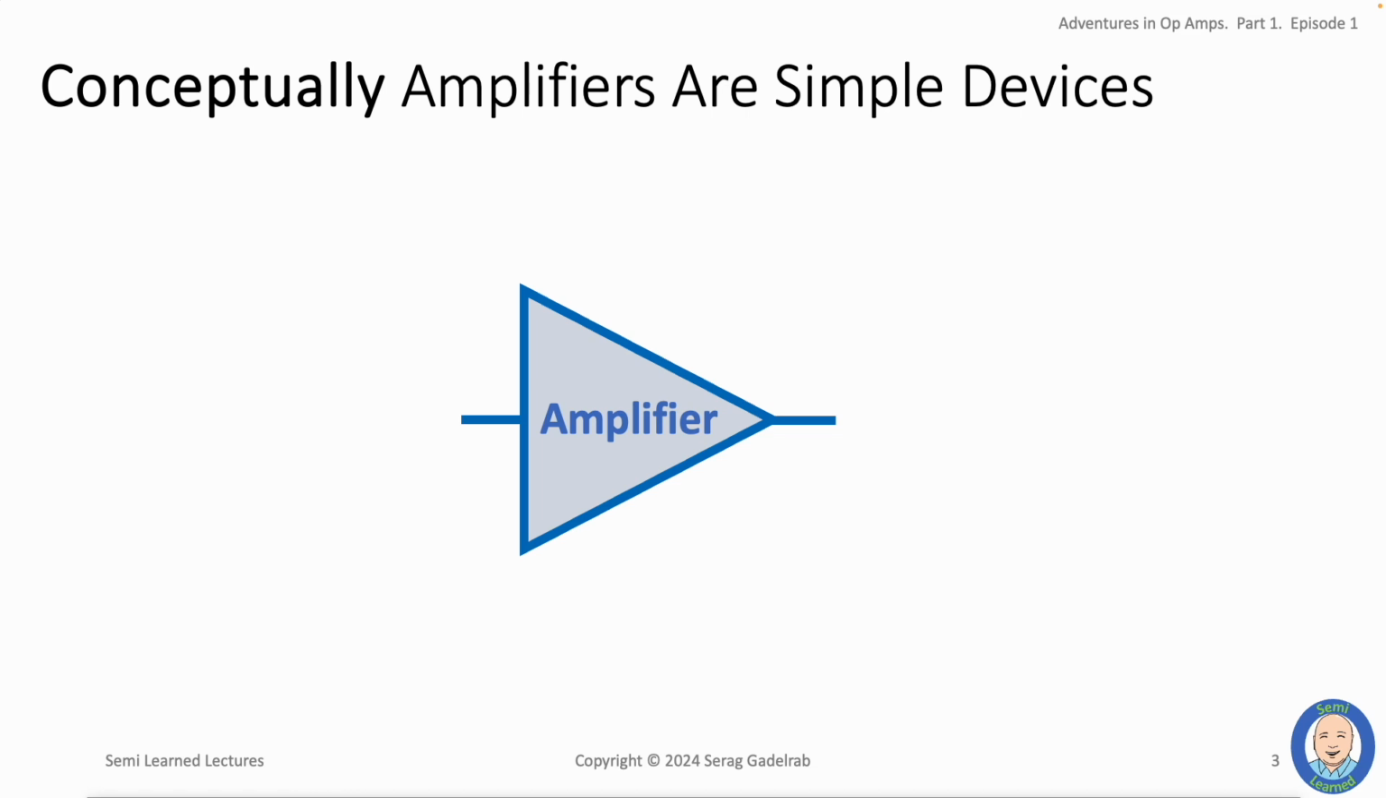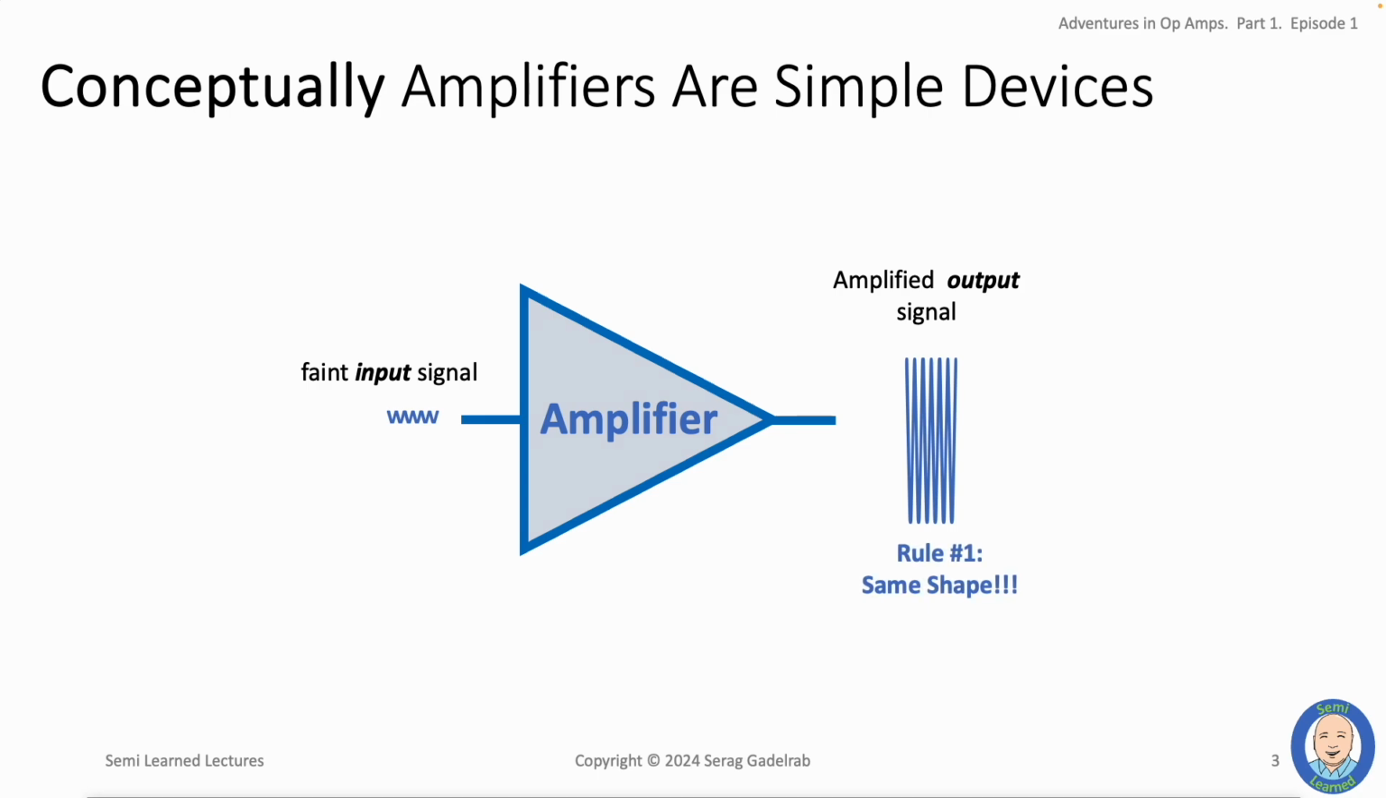Conceptually, amplifiers are simple electronic circuits that take in a very faint input electrical signal, like the triangle wave we have here, and amplify it, producing a large output signal. There are 2 simple rules to this amplification process. Rule number 1 is that the output signal is identical in shape to the input signal. Rule number 2 is that the output signal has to be much larger in magnitude compared to the input signal. So the shape of the output waveform remains triangular, just a much larger triangle when compared to the input signal.